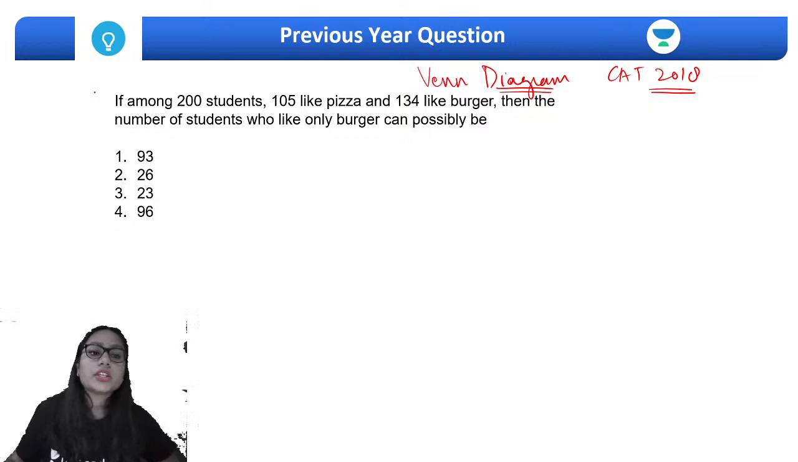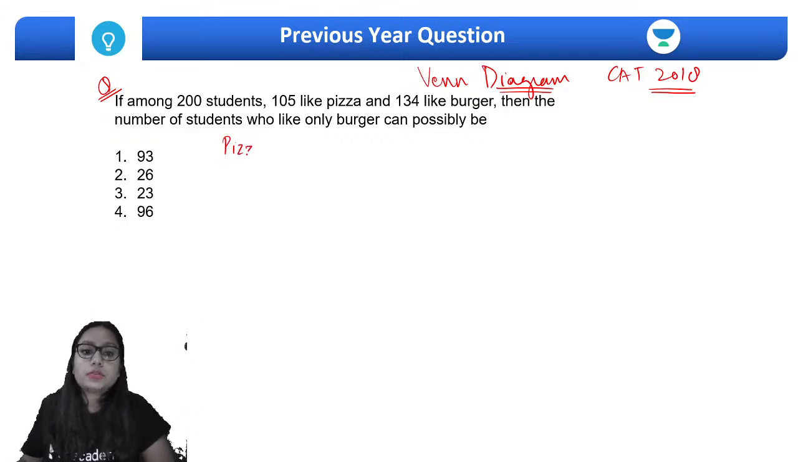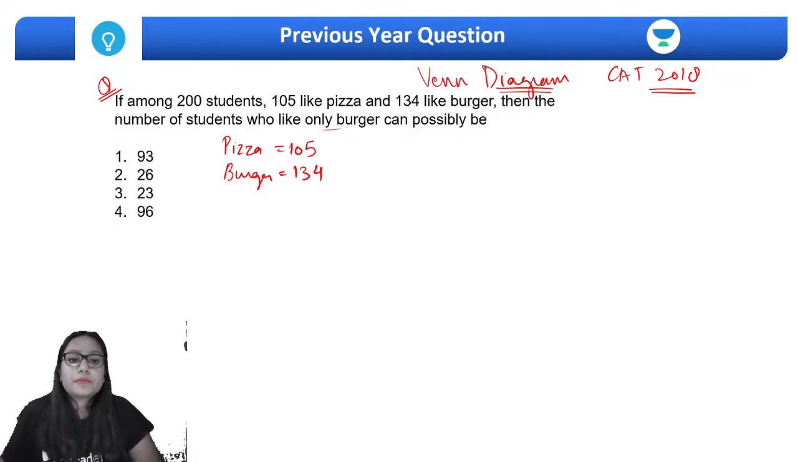Okay. So the question says, if among 200 students, 105 like pizza. So number of students who like pizza, 105. Number of students who like burger are 134. Then number of students who like only burger. This is what I have to find.